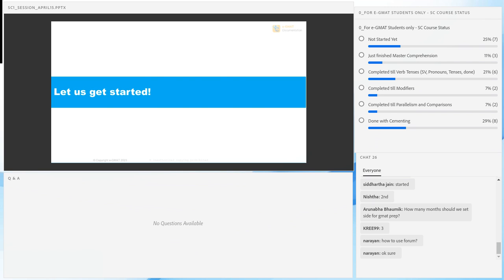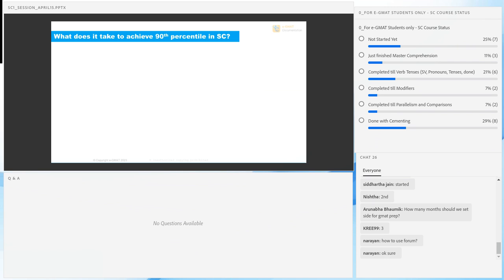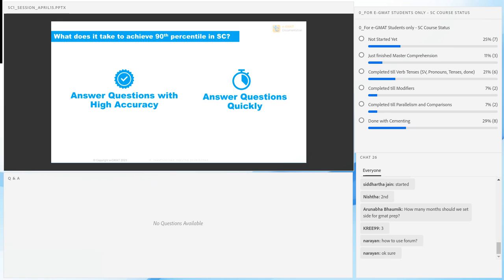Okay, now let's talk about what it takes to achieve that 90th percentile in SC. There are two things. One is that you answer questions with high accuracy. Okay, accuracy is important. Second is that you answer questions quickly. And again, some of you may be thinking, I just said that we have to spend the majority of our time on one answer choice. Then how is she going to get us there? Believe me, we will get there.